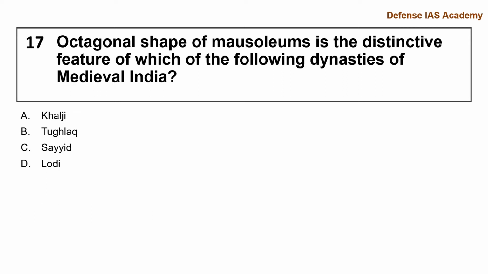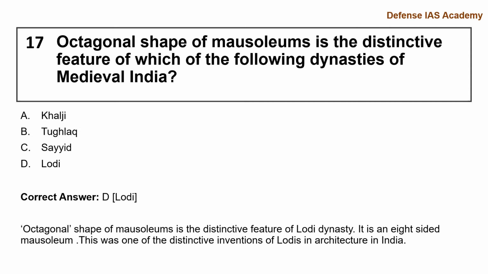Question number 17. Octagonal shape of mausoleums is the distinctive feature of which of the following dynasties of medieval India? The correct answer is option D, Lodi. Octagonal shape of the mausoleums is the distinctive feature of the Lodi dynasty. It is an 8-sided mausoleum. This was one of the distinctive inventions of the Lodis in architecture in India.